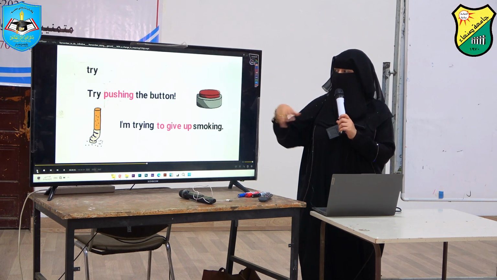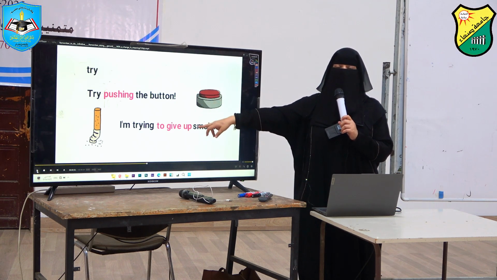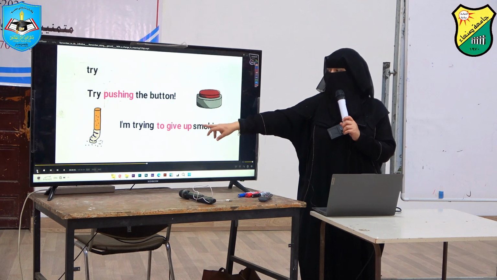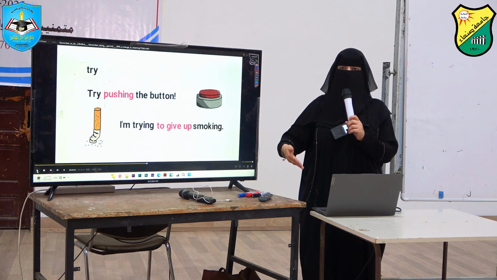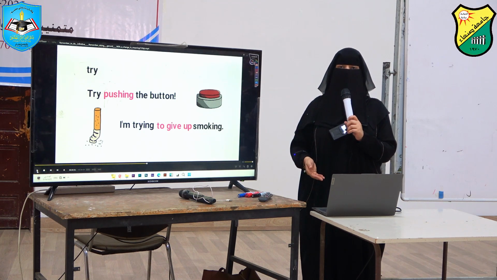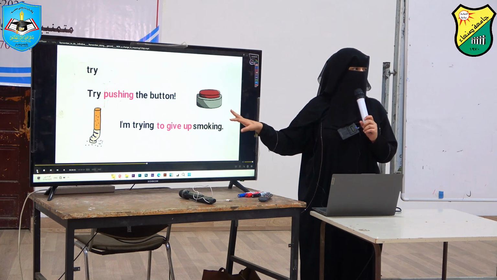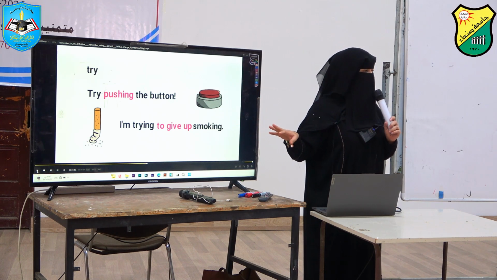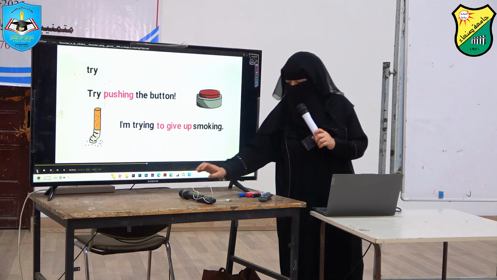So when I use pushing, verb-ing, it means I suggest. But when I see here to and verb infinitive, it means trying to do something and it's difficult for me. So the difference in meaning, clear? It's clear. Is it clear? Yeah.